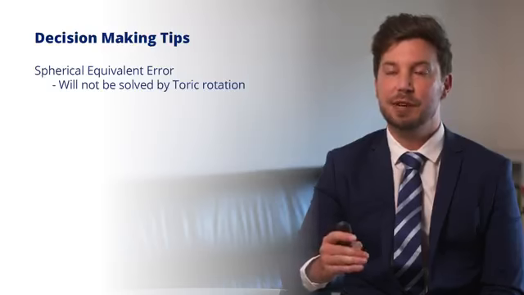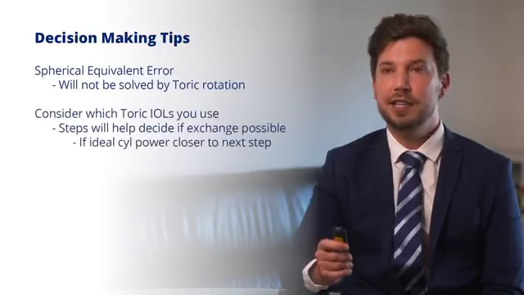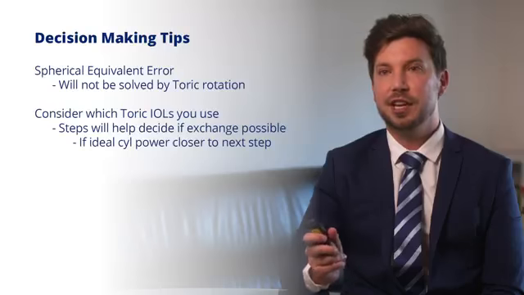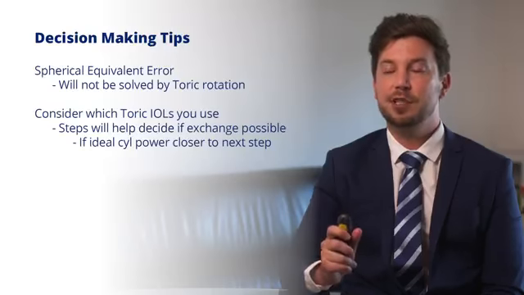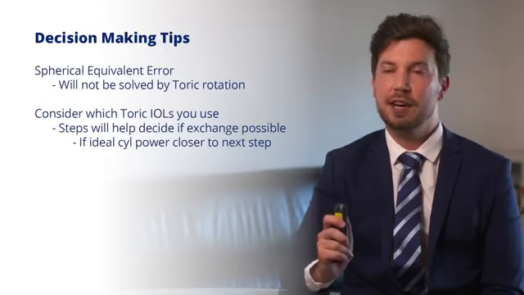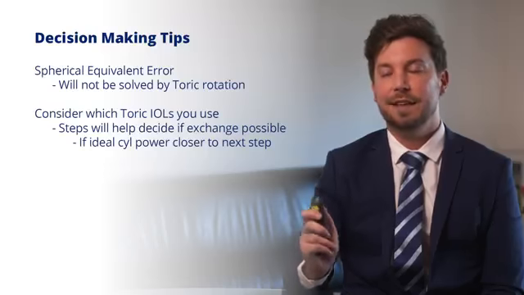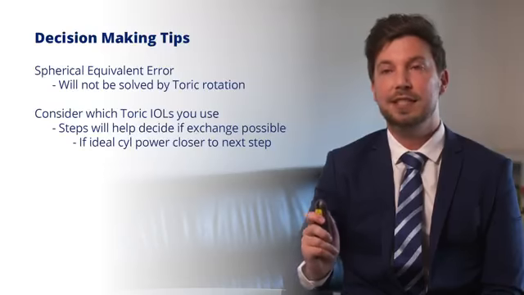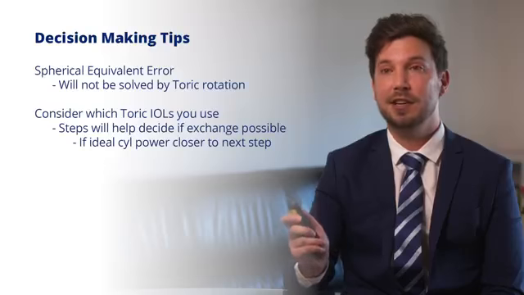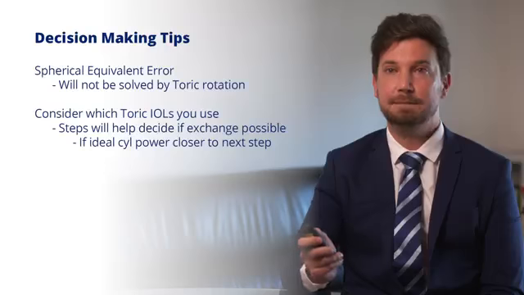In terms of decision making, my tips are if you've got a significant spherical equivalent error, that's not going to be solved by rotating the toric IOL, no matter where you put it. Consider which toric IOLs you're comfortable using, because those steps will decide whether exchange is possible or beneficial. So always think, this is my current lens and this is the cylinder power, this is the next cylinder power. If the recommended lens is more than halfway to the next power, then basically an exchange is warranted. It's as simple as that.